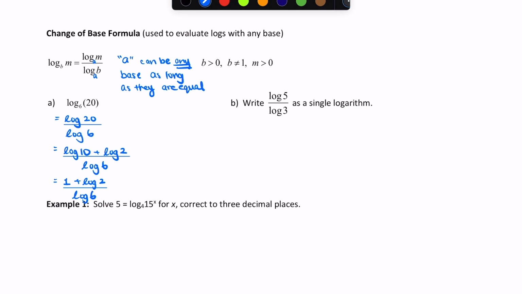Here, again, it says write log 5 over log 3 as a single logarithm. So again, we can rewrite it using that change of base formula. We'll reverse it. That'll be given to us as log base 3 of 5.